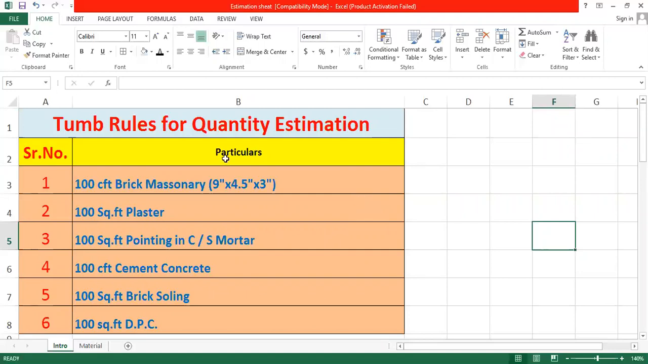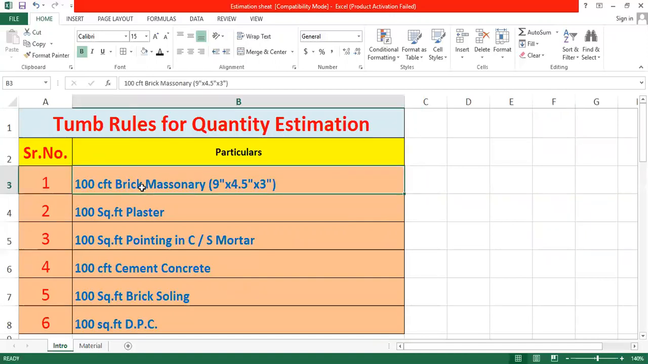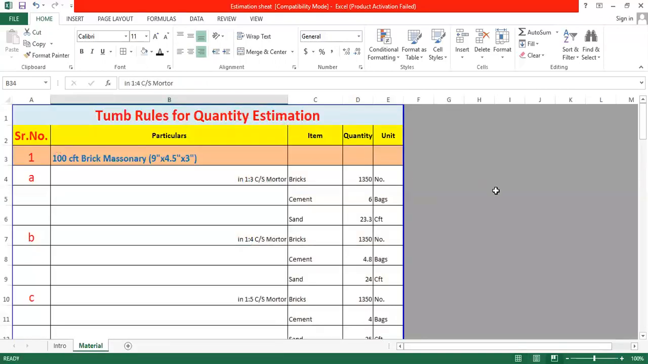Today I will discuss some basic thumb rules regarding the quantity estimation of different activities of civil work like brick masonry, plaster, pointing, cement concrete, brick soiling and DPC. So let us discuss in detail how we can directly find the quantity estimation for these different items using past experience, calculations, and each and everything.